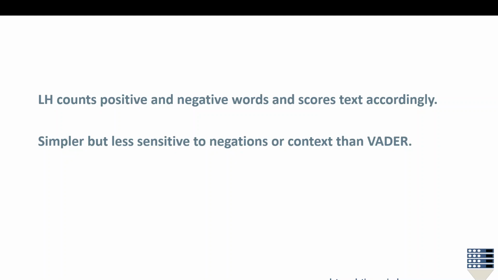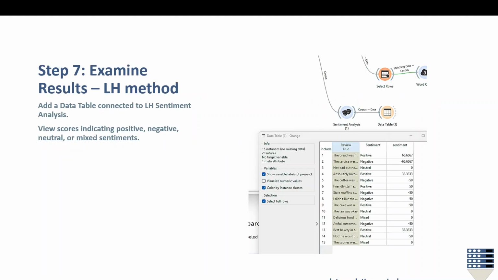This is simpler, but it's less sensitive and probably not as detailed as the VADER method, but it will run faster in terms of processing time. So the Liu-Hu method is available in Orange. We're going to add another sentiment analysis widget. When you click on this widget, you just adjust the method that you're using. It's really simple. And this one is just going to give us one sentiment score for each, indicating positive, negative, or neutral values, but you have to interpret it based on this.